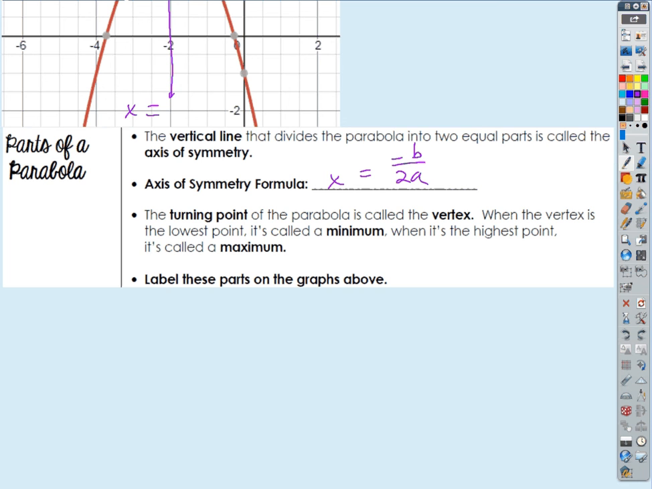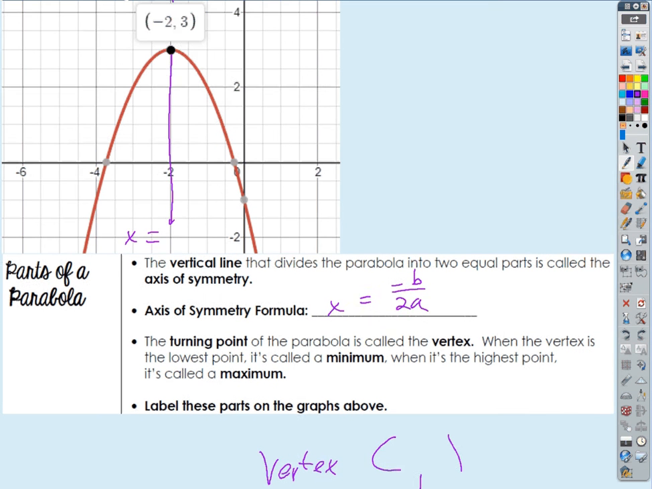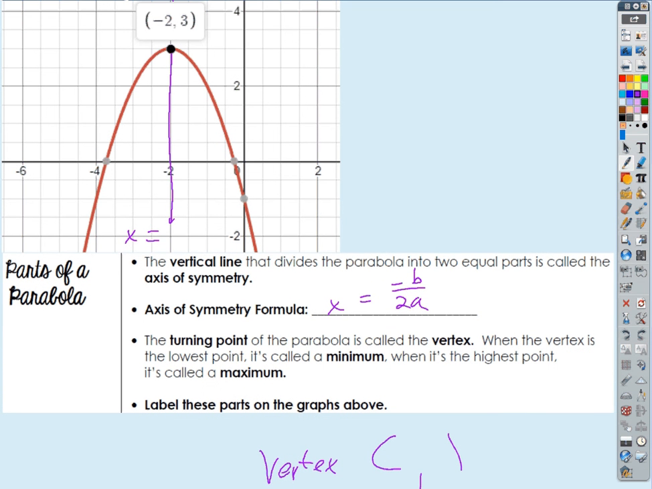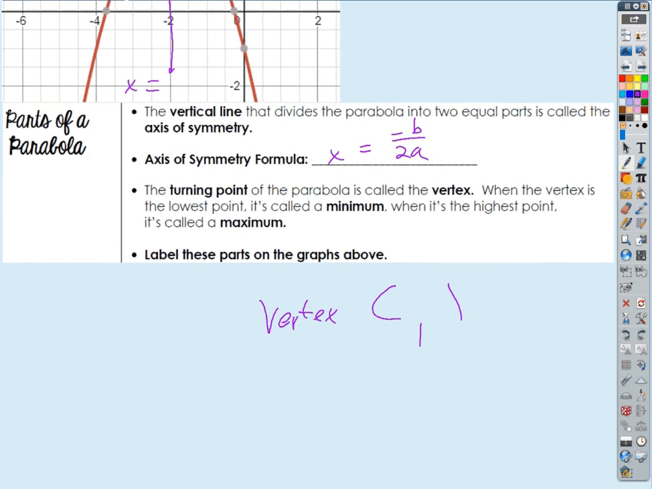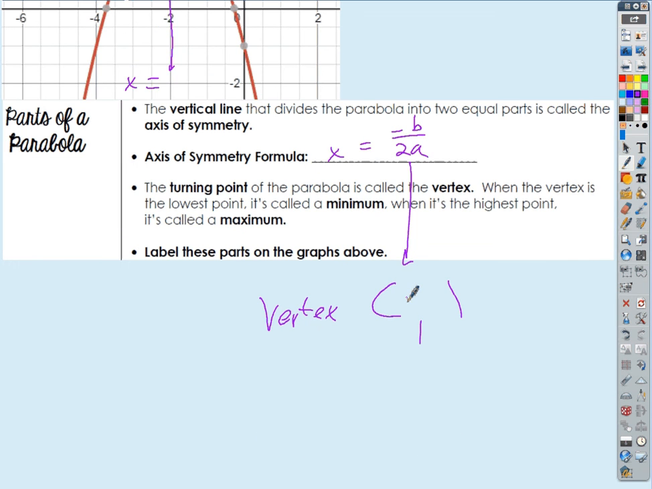Well, if that's the formula for the axis of symmetry, then what's the x-coordinate of the vertex going to be? That, right? Isn't the vertex always going to be on the axis of symmetry? The axis of symmetry has to split it in half, so it has to go through the vertex. So whatever we get there becomes our x-coordinate, right? Okay, we'll leave it off there.